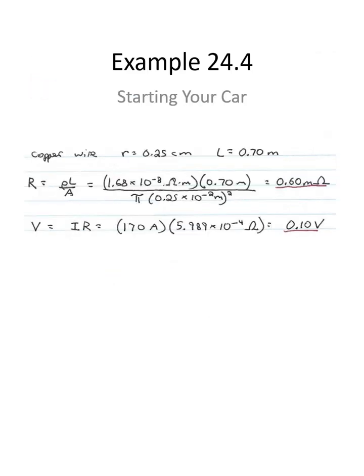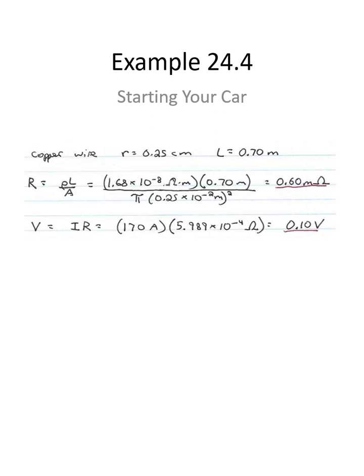Let's look at the example in the book. This is example 24.4. It says a copper wire 0.50 centimeters in diameter and 70 centimeters long connects your car's battery to the starter motor. What is the wire's resistance? If the starter motor draws a current of 170 amperes, what's the potential difference across the wire?